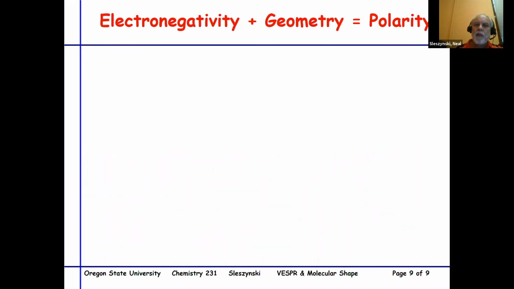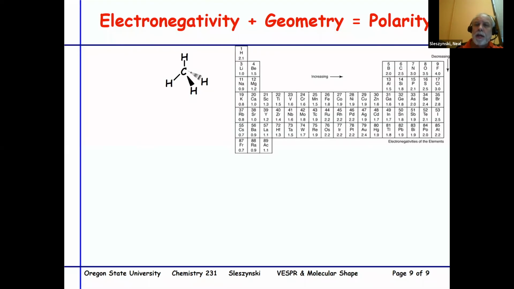All right, let's just initially take a look at something that's related to molecular structure, which is polarity. We get the concept of polarity by combining the geometry we've just reviewed with our knowledge of a quantity called electronegativity. Electronegativity is the tendency for an atom in a chemical bond to draw electrons towards itself so that the electrons are no longer evenly distributed between the two atoms that are bonded.